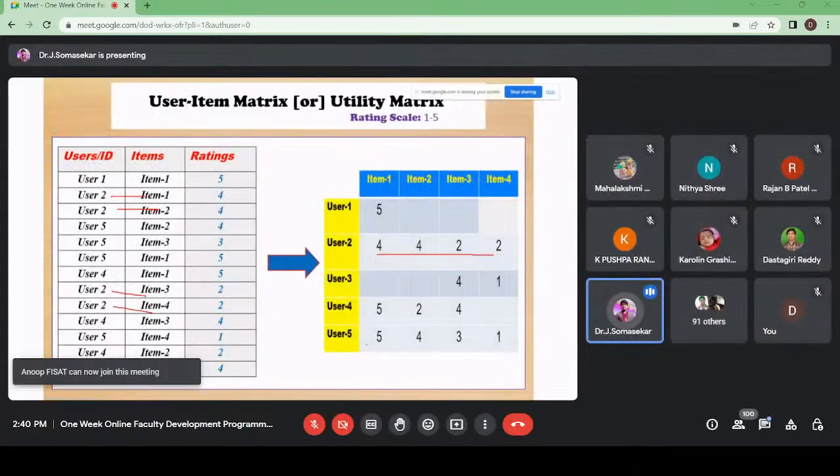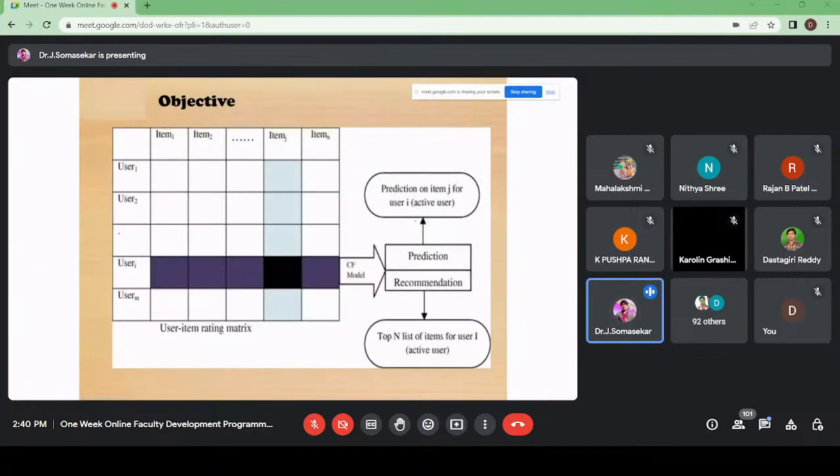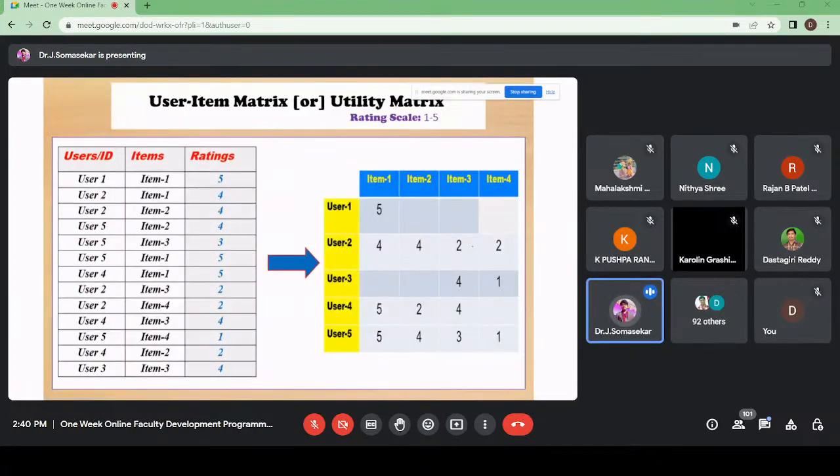So we just have to make a utility matrix or user item matrix. Later we will see what we are going to do about the missing values, that is the missing ratings, by using a recommendation system. So the basic idea behind this recommendation system is that wherever the rating is missing, the elements of the matrix are missing, and we have to predict them. That is the main thing.